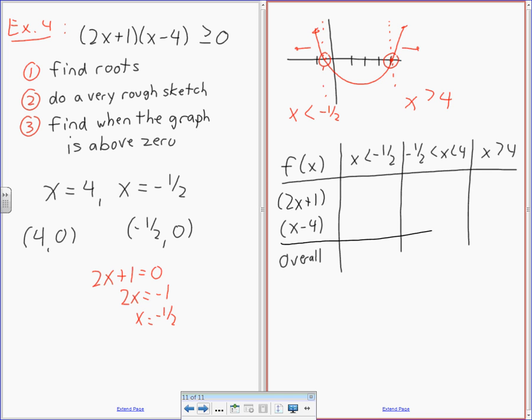Okay. My test point here is going to be negative 2. My test point here is going to be 0. Test point there is 5. Negative 2 times, so it's negative, negative. So this is positive. So it's above 0. 0 plus 1 is positive, negative. That's that negative, which it is between there and there. And here that's negative.